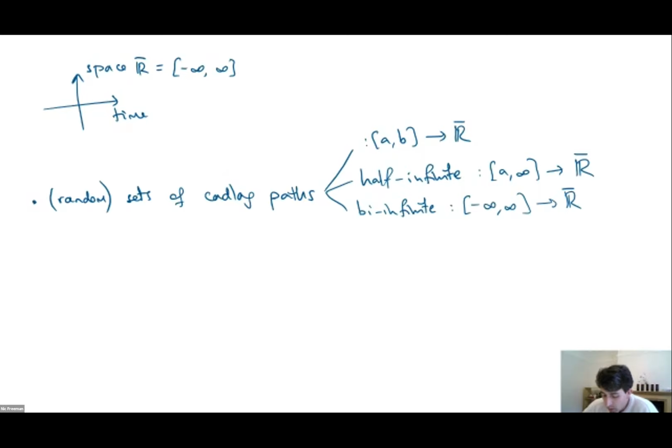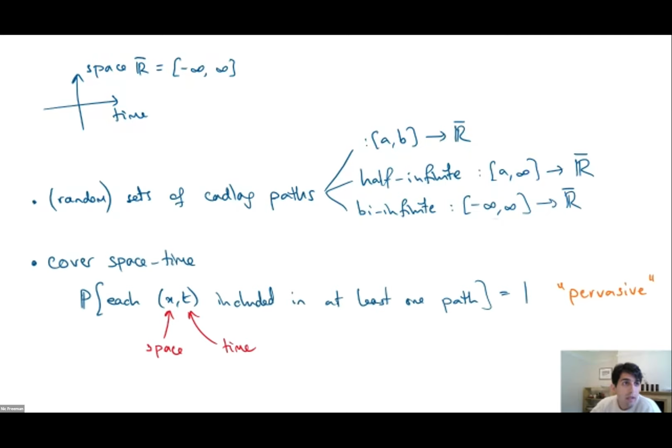In terms of individual càdlàg paths, they are always going to have a closed time domain, an interval like that. Two distinguished types I'm particularly interested in: a path is half-infinite if it runs up until time plus infinity, and bi-infinite if it runs for all time. The key property I am looking for is that I want my set of paths to be pervasive. What I mean by that is that it covers space-time in the strongest possible sense: almost surely every point of space-time is included in at least one of these paths. Whenever I introduce a new word, it's coming in this orange color over here.